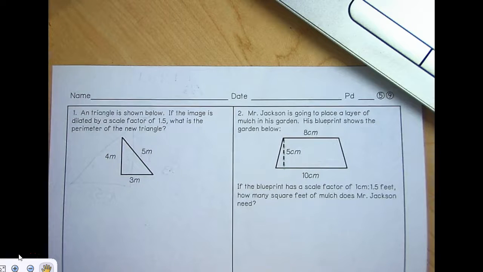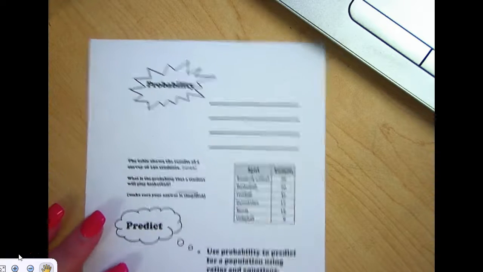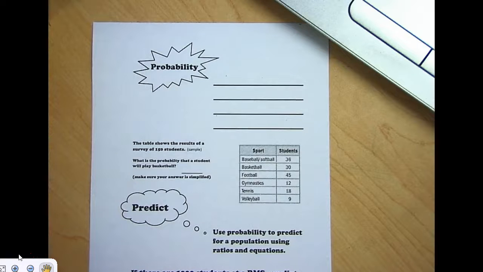All right, any questions on the warm-up? No? Okay. Let's take a look at our notes for today. We are on our first lesson of Unit 5. There are only 6 units this year. We will be done with this unit probably next week. It's a quick unit. The next one's pretty quick too.